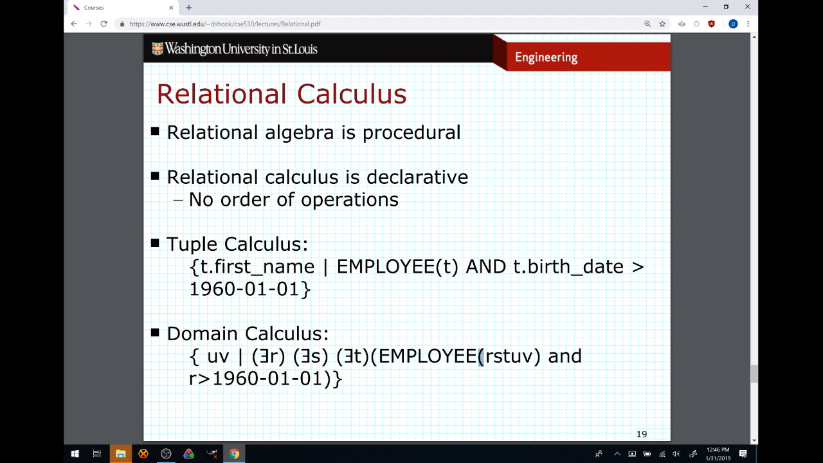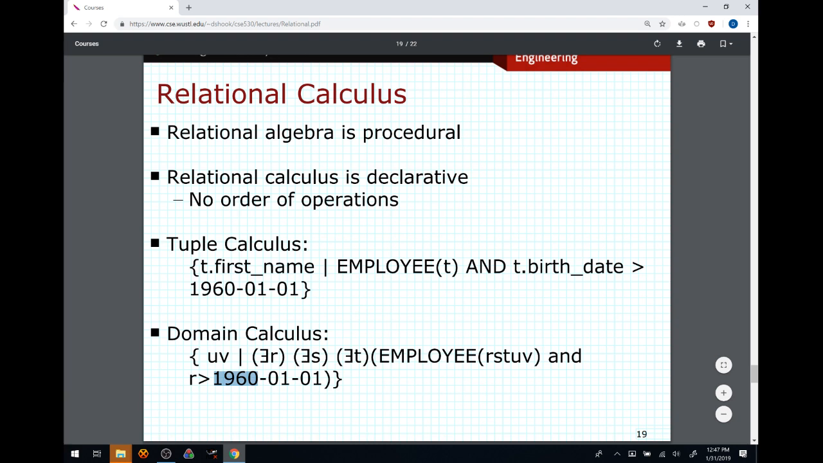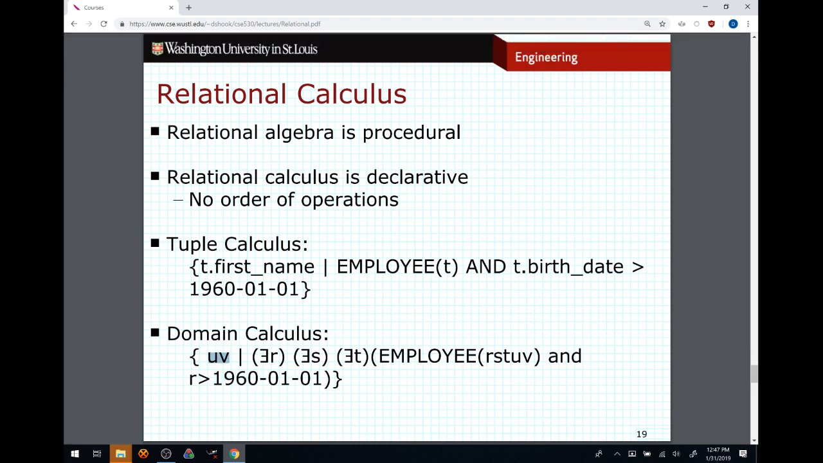I've defined a tuple as all of the columns. R, S, T, U, V are the columns from the employee table. I'm basically saying I don't care what R is, I don't care what S is, I don't care what T is, as long as they exist, they're not null, I want to know what those values are. I want R, which must be the birth date column, to be greater than 1960. And I want the result set to contain columns U and V, which would probably be first name and last name.